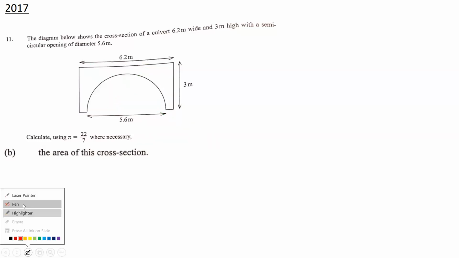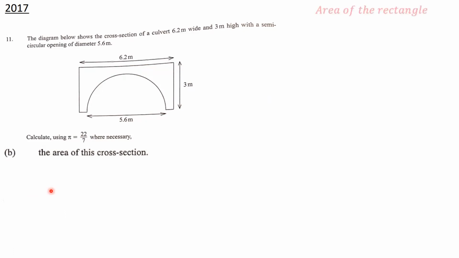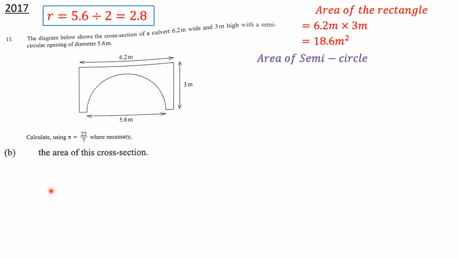So first, let's figure out the area of the rectangle. The area of the rectangle is length times width, which is going to be 6.2 multiplied by 3, and that gives me 18.6 meters squared. Now let's figure out the area of the circle. The area of the semicircle rather.